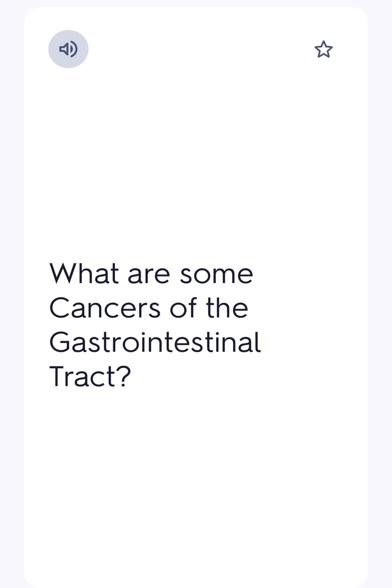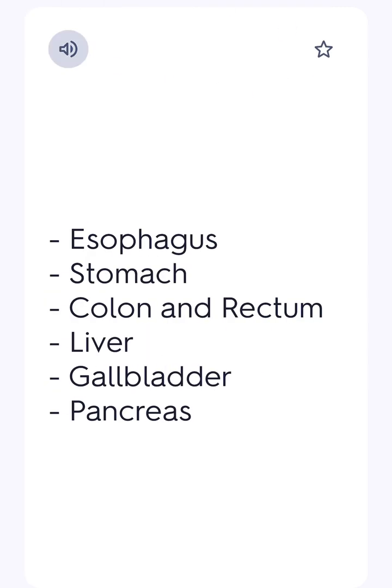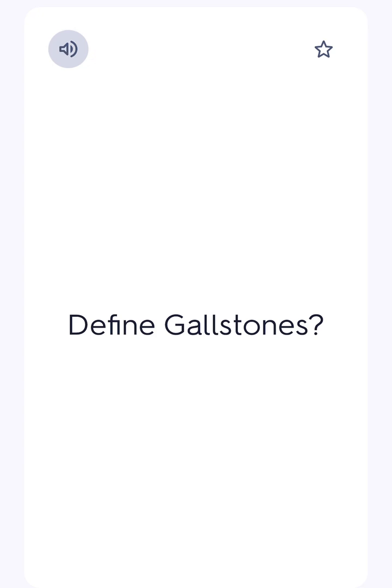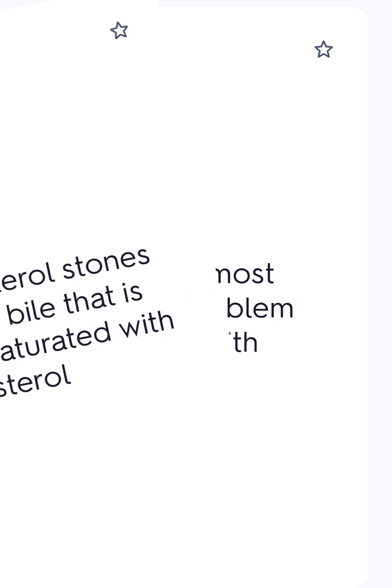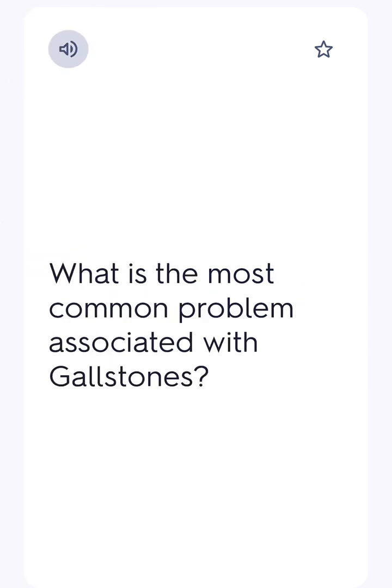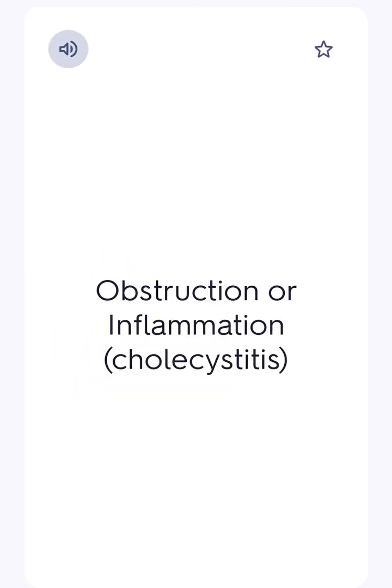What are some cancers of the gastrointestinal tract? Esophagus, stomach, colon and rectum, liver, gallbladder, pancreas. Define gallstones. Cholesterol stones form in bile that is supersaturated with cholesterol. What is the most common problem associated with gallstones? Obstruction or inflammation.